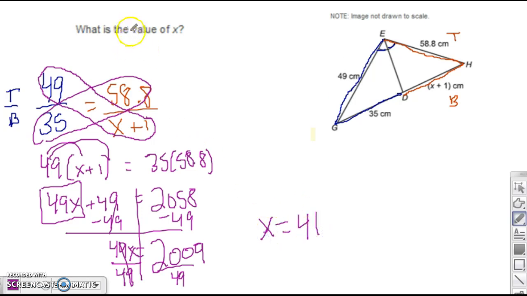And then I check the question. It says, what is the value of x? So I know I'm done. And y'all, I check that question every time because sometimes you'll have to go and plug it back in. So just make sure you read the question carefully.